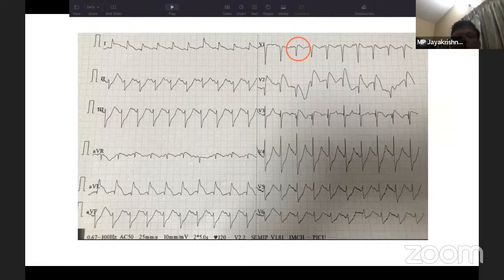But then after some time when we took this ECG, I have just put that red circle there. Do you see any abnormality there? Obvious abnormality in the right chest leads. In V2 also it is there. V1, V2, that peculiar abnormality of the ST segment.